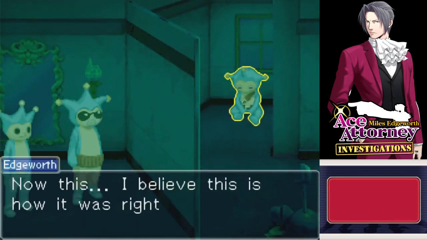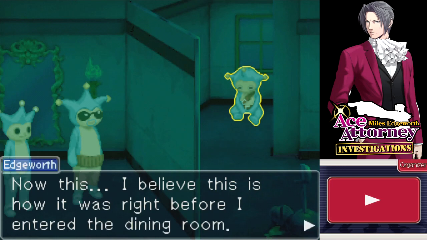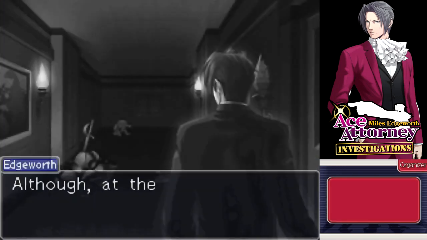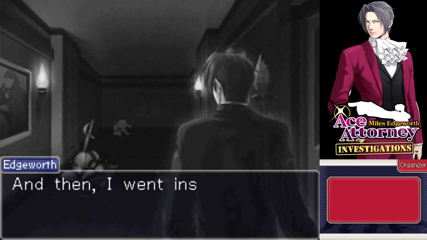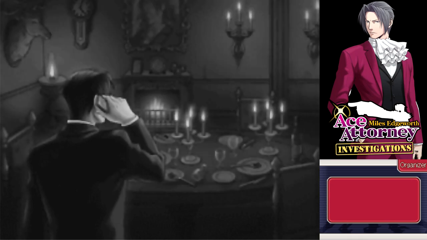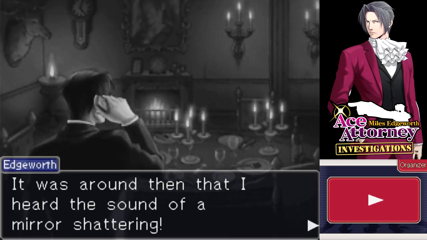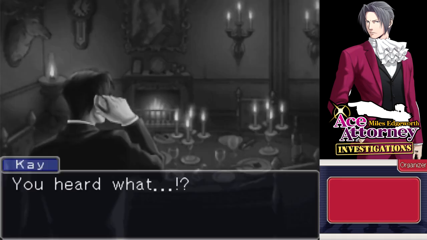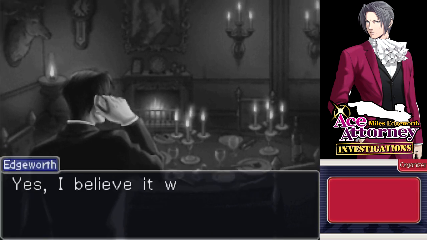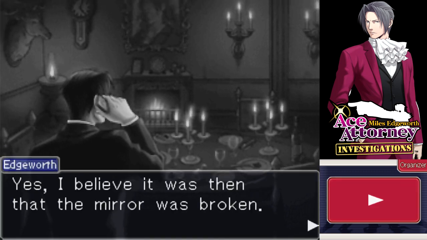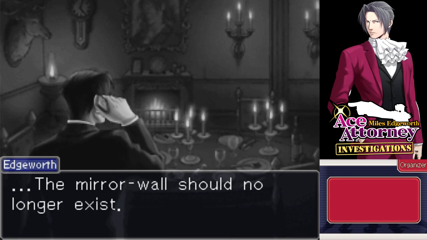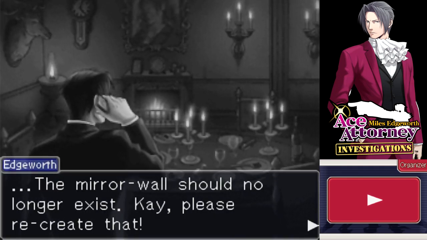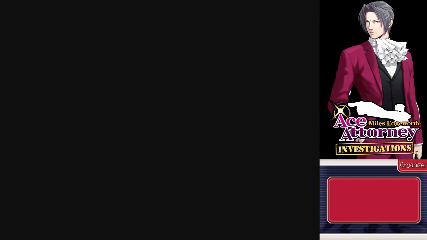Now this, I believe this is how it was right before I entered the dining room. Although at the time, I thought it was but a single straight hallway. And then I went inside. It was around then that I heard the sound of a mirror shattering. You heard what? Yes, I believe it was then that the mirror was broken. Okay, so when you stepped outside into the hallway again, the mirror wall should no longer exist. Okay, please recreate that. Got it.